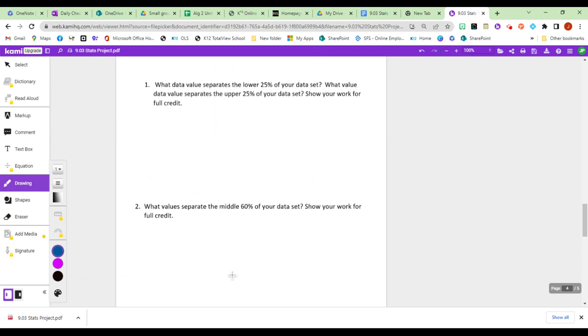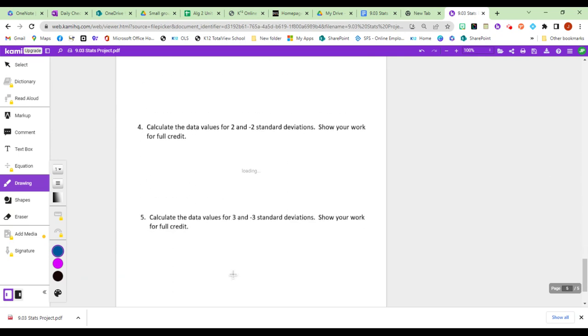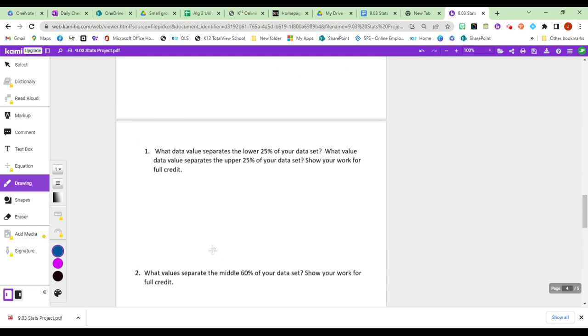There are 5 questions for 9.03, but it is a 25-point bonus. And you don't have to do all of them if you just want to get some bonus points. So I'm going to write the formula down. The z-score is equal to the raw score minus the mean divided by the standard deviation.